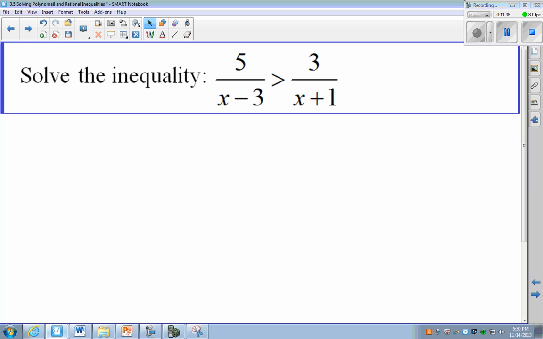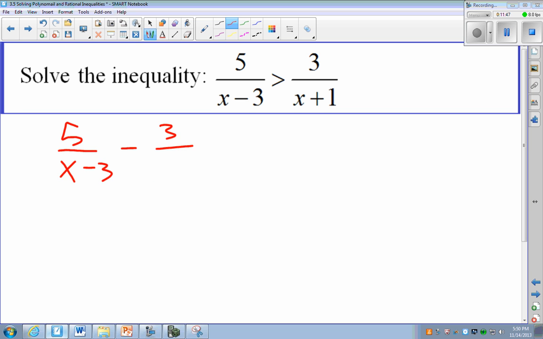Okay, so let's look at one more example. First thing we do, set it equal to 0. Get everything onto one side. Okay, now this hopefully looks familiar from way back dealing with rational expressions. But what we want to do here is come up with a common denominator. And so to do that, we'll multiply this side by x plus 1 over x plus 1.